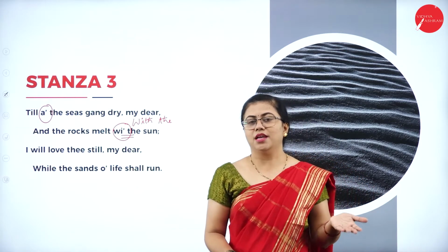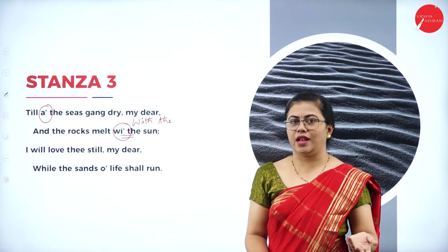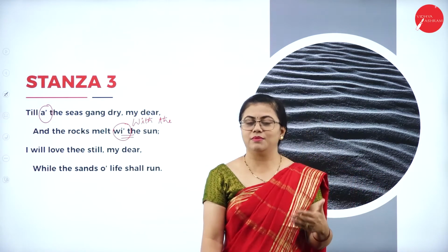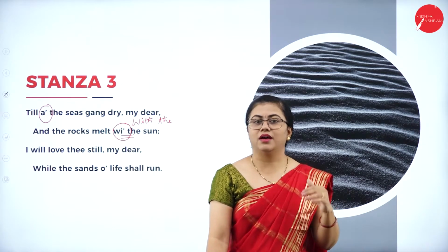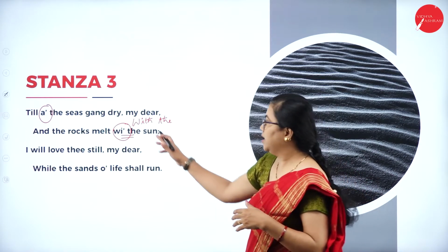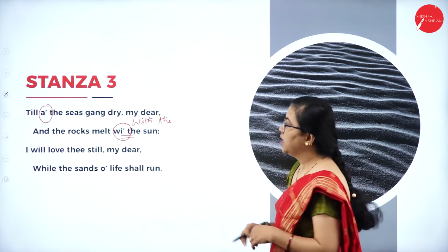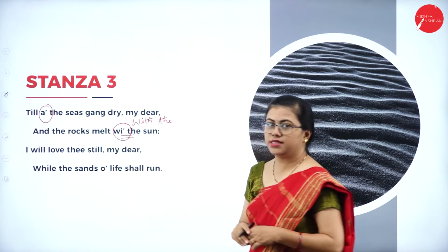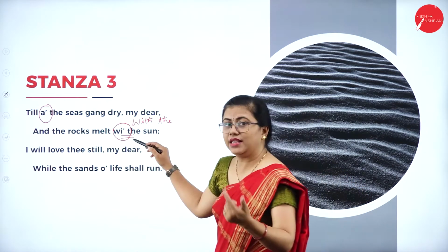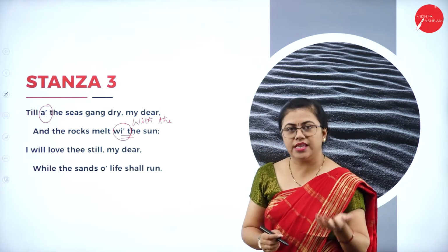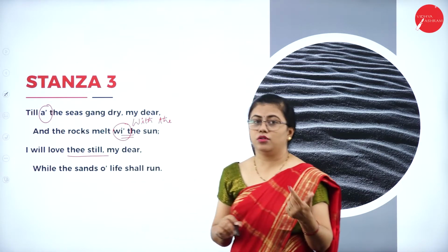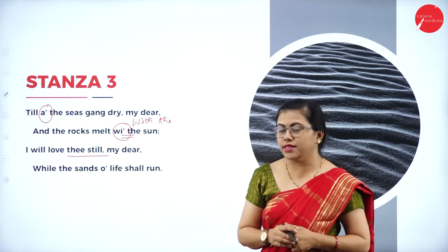Can rock melt due to the sun's heat? No, it cannot. But he wants to say that his love is eternal. Eternal means never ending. His love is going to last forever. So that is what he means to say when he uses all these. And the rocks melt with the sun. I will love thee still, my dear. So till the rocks melt and till the seas go dry, I am going to love you still, my dear. And also till when, he uses another comparison here.